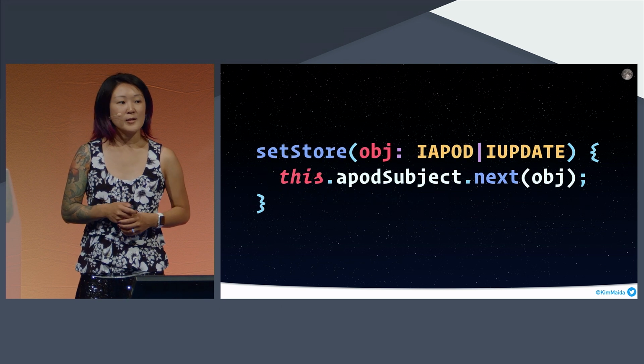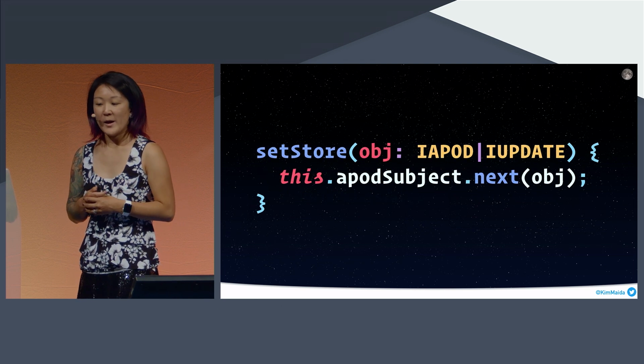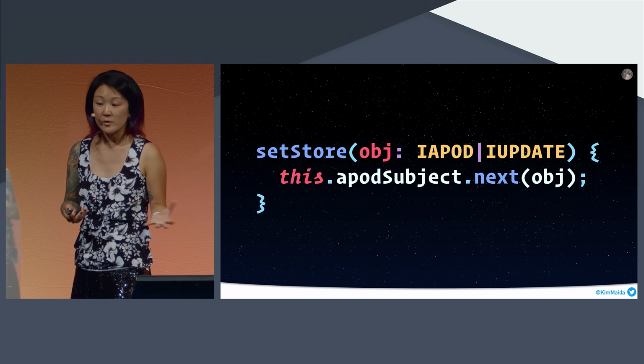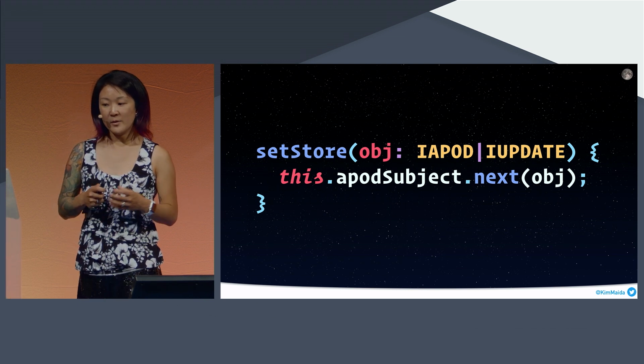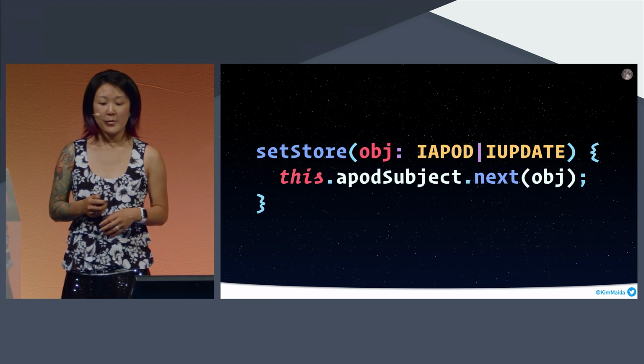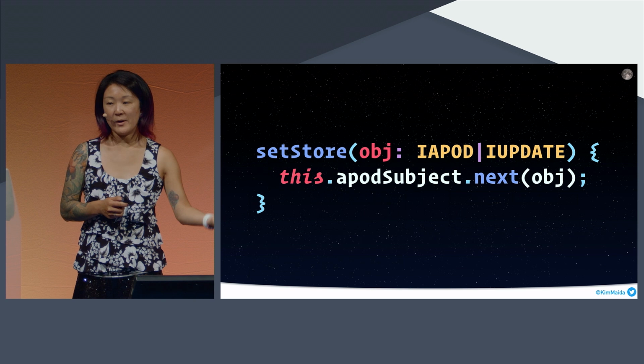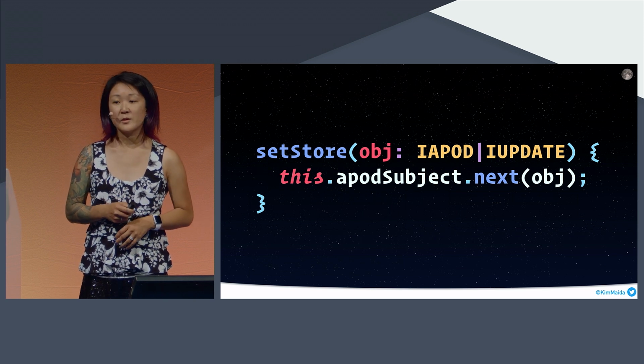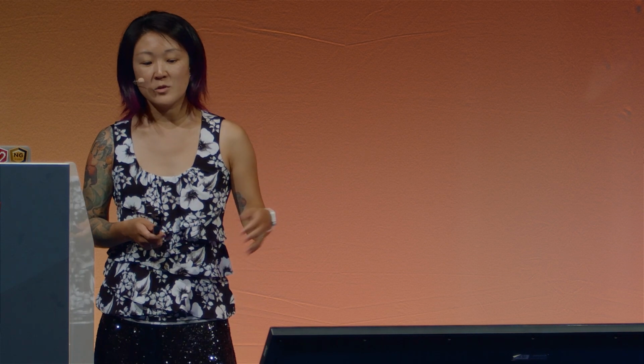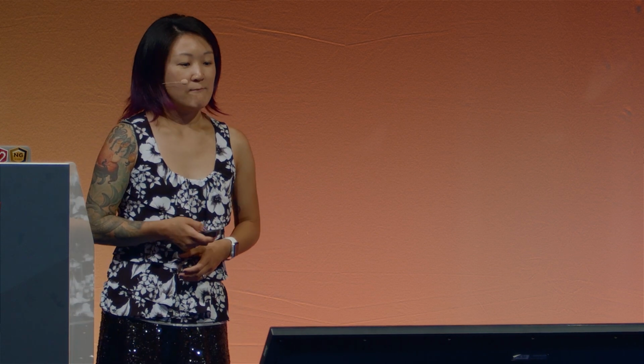So the next thing that I need here is a way for my application to actually interact with the store, right? So I can set up a public method to send values to my private subject. It's going to expect an object that could be APOD data directly from the API, or it could be the shape of that update object. And I'm just going to run the next method on my private subject to emit that value. And that's actually it for my state service.